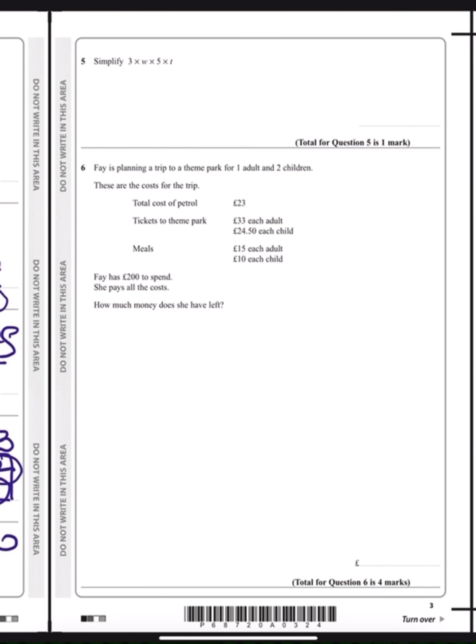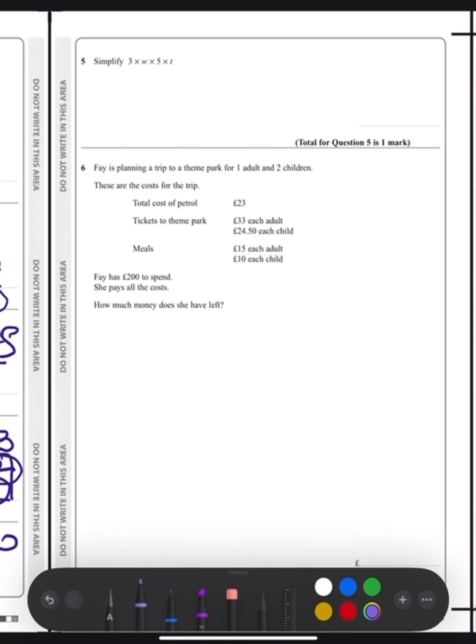Okay, so now this is the algebra question. Most people are familiar with this. If they're still not, I'll be helping you to introduce this topic and help you solve this question and how to gain 1 mark in this question. Right, so if we start now, it simply says simplify 3 into W into 5 into T.